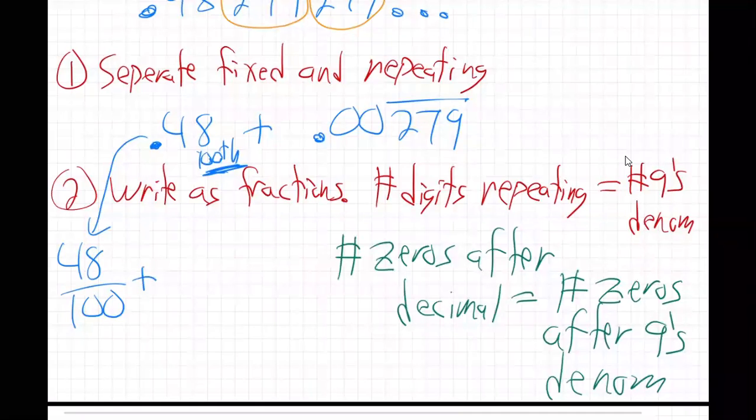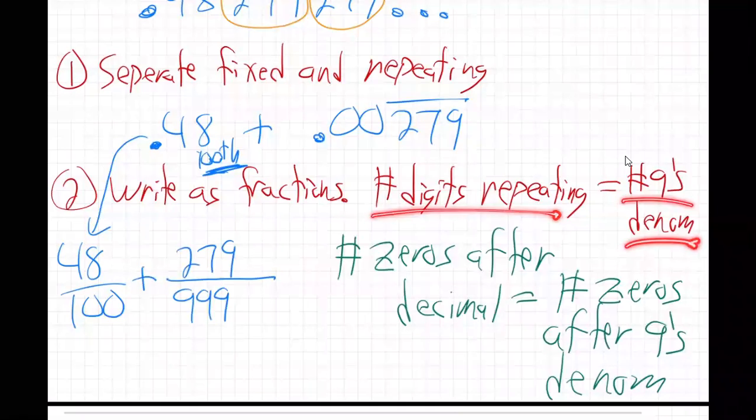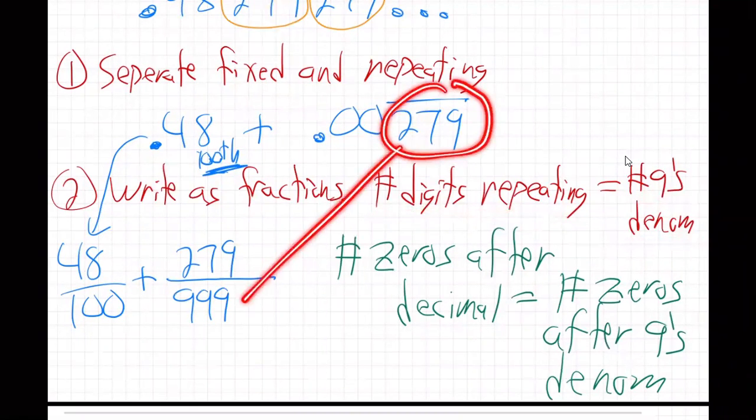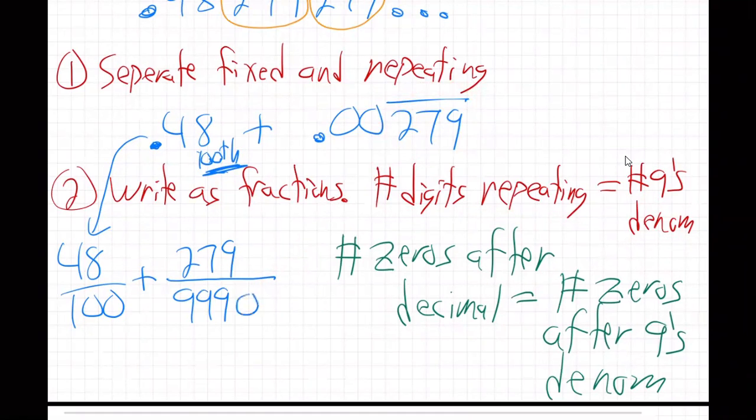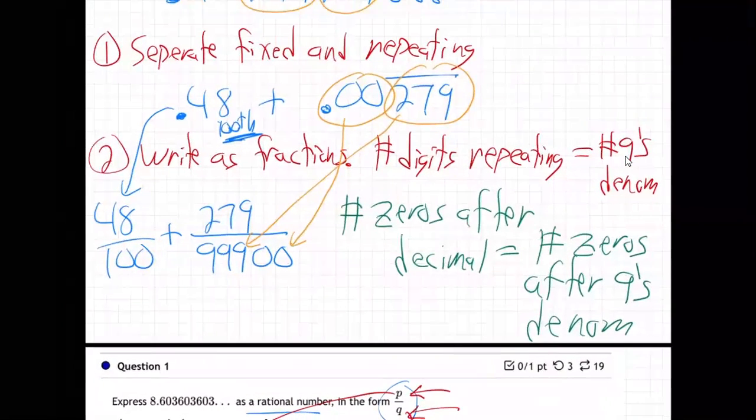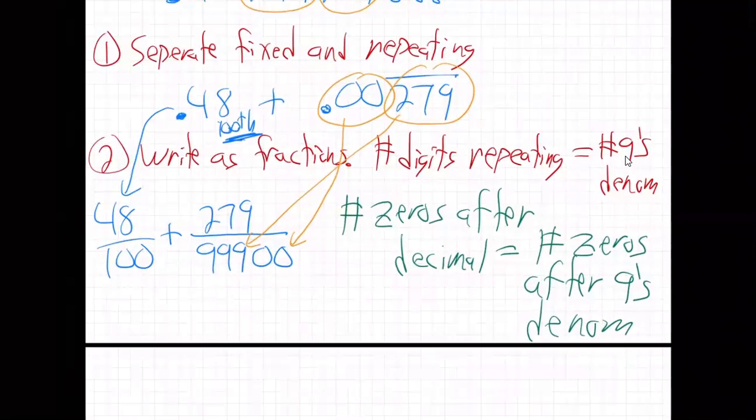Plus, now how do we do this one? Well, we have 279. So that's going to go over 3 9s. 279 over 3 9s because the number of digits in the repeating pattern is the number of 9s. So we have 3 digits repeating, 3 9s in the denominator. And then we have to tack on 2 zeros because of the 2 zeros. 3 digits here mean the 3 9s. So there we go. Is that getting easier? Does that make sense how that works?